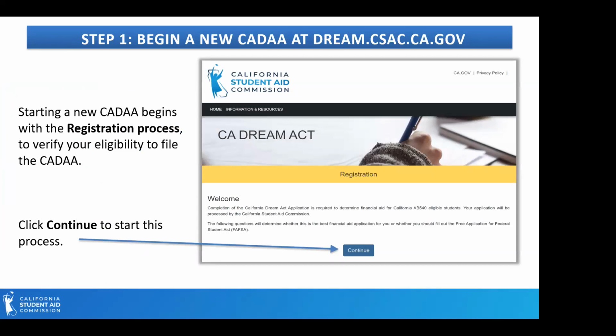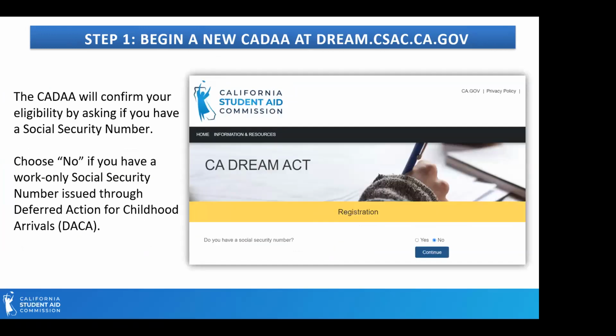So when starting a new California DREAM Act application, you first need to register to verify that you are eligible to complete the DREAM Act application. So you will click continue to start this process. The DREAM Act has a skip logic that will walk you through and ensure that you are eligible to complete this application. DREAM Act filers typically do not have a social security card. So in this case, you would say no and select continue.